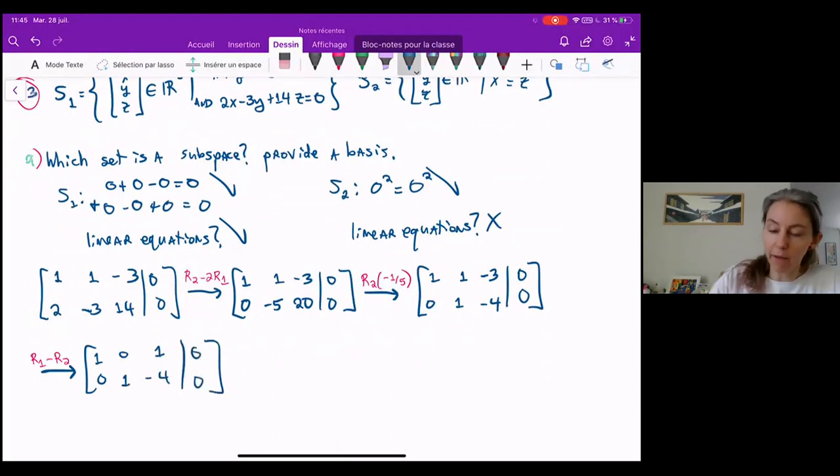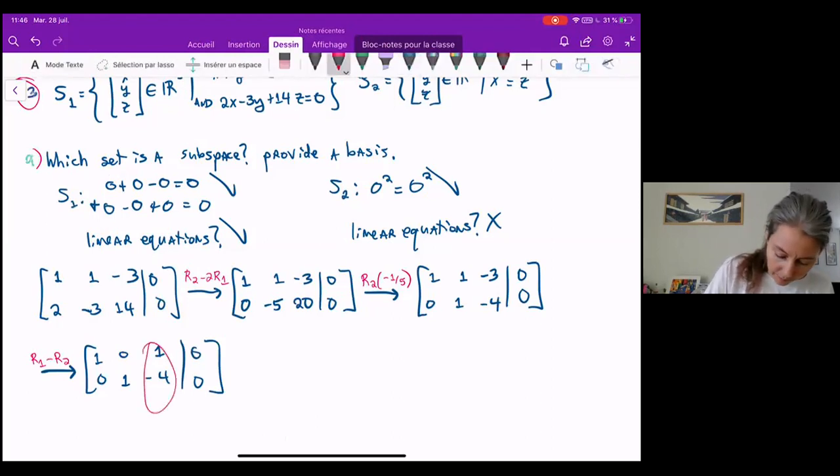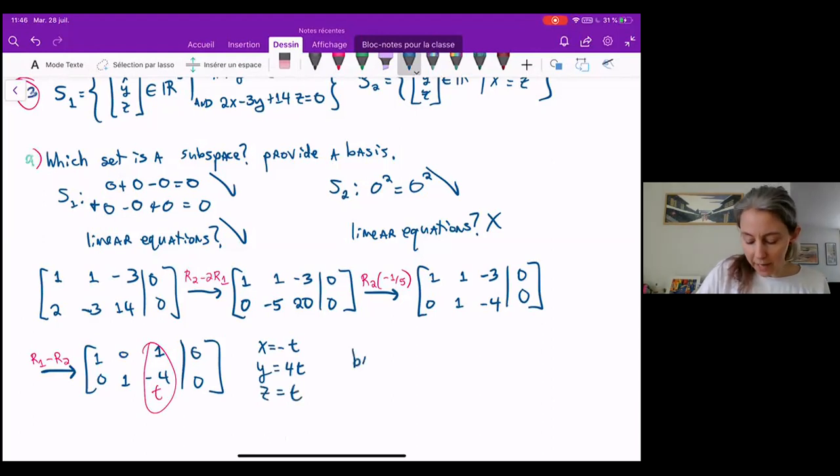Okay, so now I have my one free variable. You don't have to put the column of zeros. It's not a big deal if you don't, they change nothing. That's just the point. So then I get my one free variable, we're going to call t. So I get x is equal to -t, y is equal to 4t, and z is equal to t. So then my basis is just my t vector, -1, 4, 1.